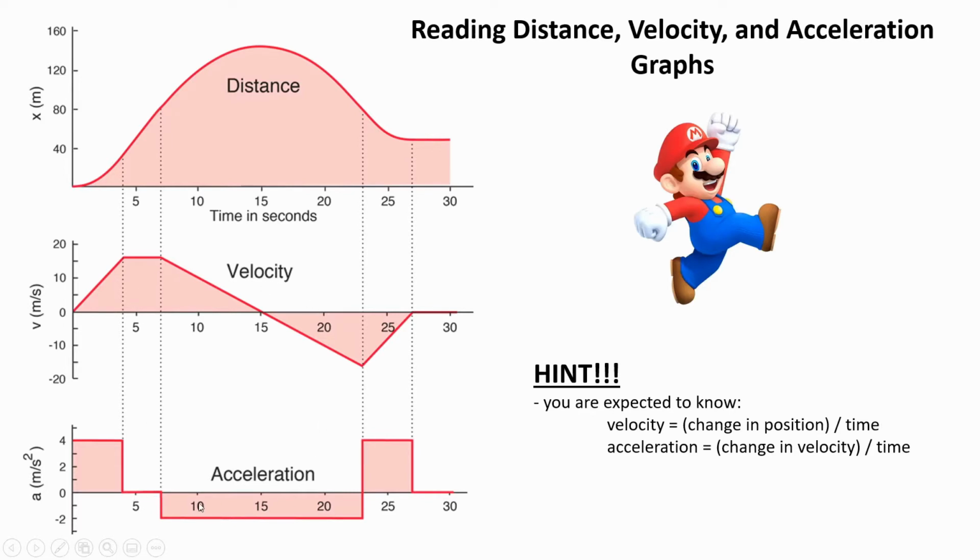And right here, he's slowing down. The acceleration is around -2, right? He's slowing down. Then right here, he decides to speed up again. Acceleration's positive, he's speeding up. Then Mario stops to take a break. Acceleration is 0. He's no longer changing velocity anymore. Over here's a quick hint. You're expected to always know that velocity is equal to change in position over time, or delta x over t, and acceleration is always equal to change in velocity over time, or delta v over t.